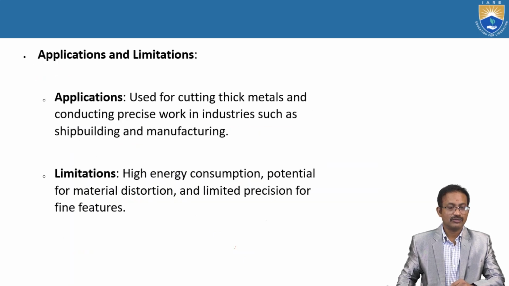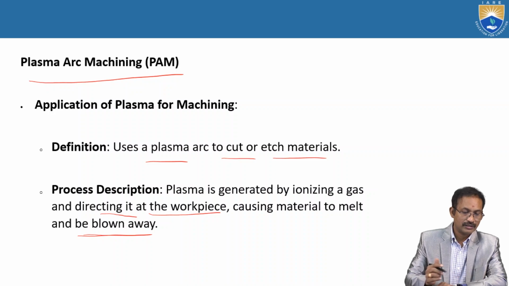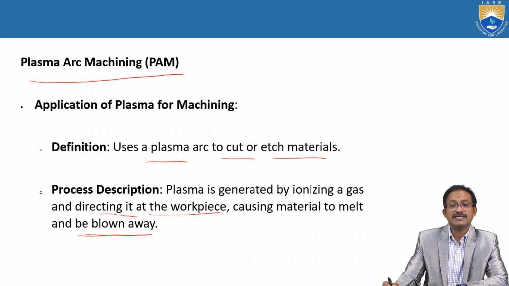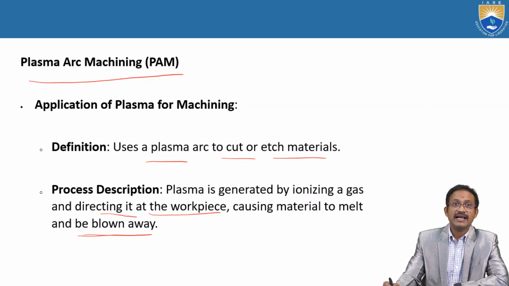Before we conclude, let me summarize. Plasma arc machining. Definition: uses a plasma arc to cut or etch materials. Process description: plasma is generated by ionizing a gas and directing it at the workpiece, causing material to melt and be blown away.